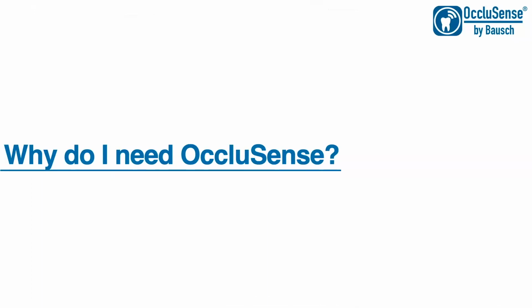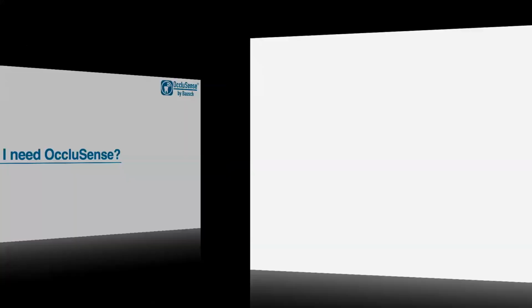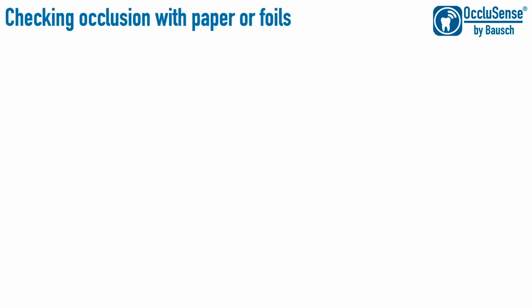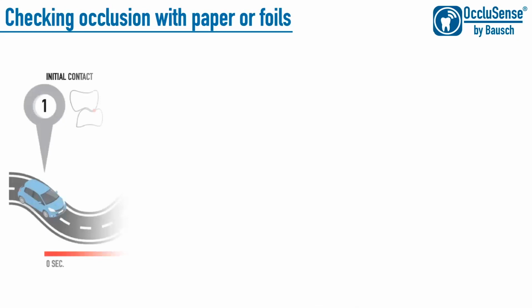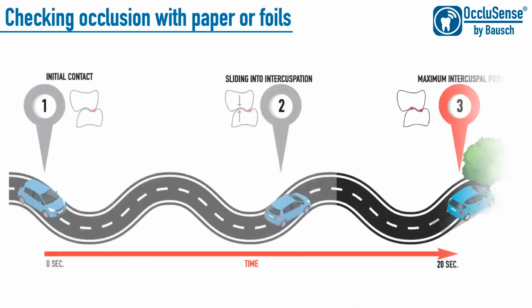Right, so this new way of testing occlusion may look very cool and digital, but do you really need this? In order to understand why an OccluSense might be a good way to test your occlusion is by comparing OccluSense with our standard occlusion measurements, so paper or foils. And I'm going to start with paper and foils and look at the occlusion using this pathway.